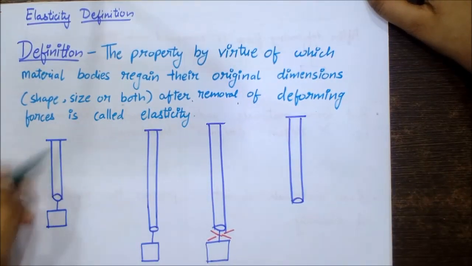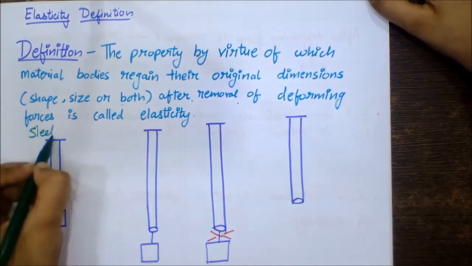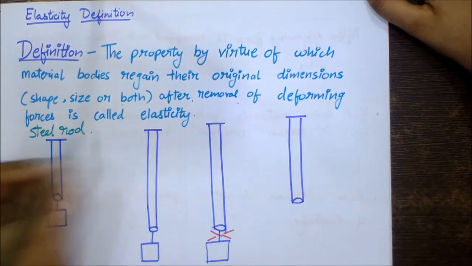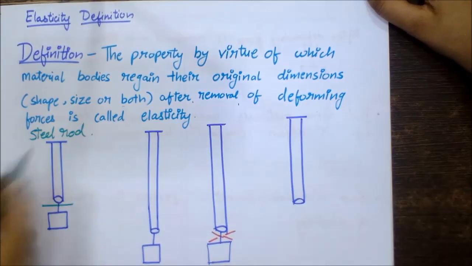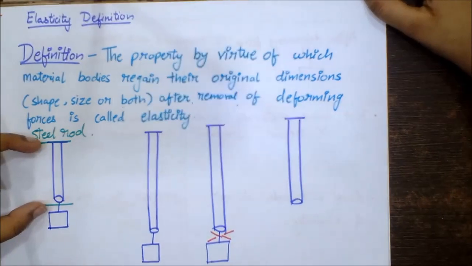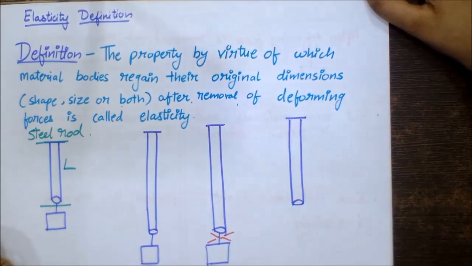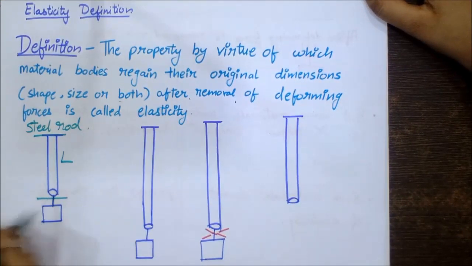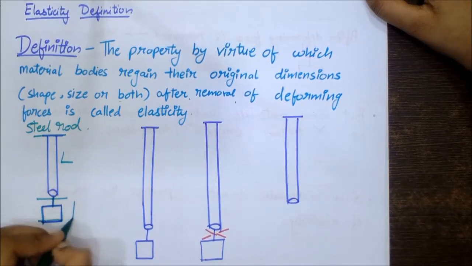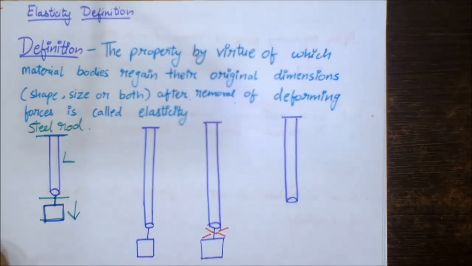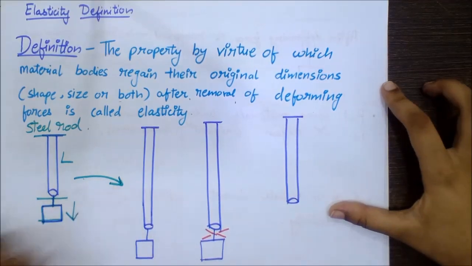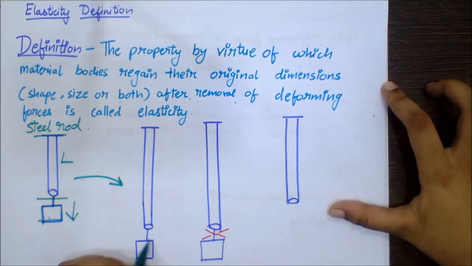It's the same thing. I first have a steel rod. This is my original size, the original length of the steel rod, let's say L. To this I have applied an external force, I have applied a weight. Now this weight will pull the steel rod downward. This is my second phase. Due to this weight, my steel rod is being pulled downward.